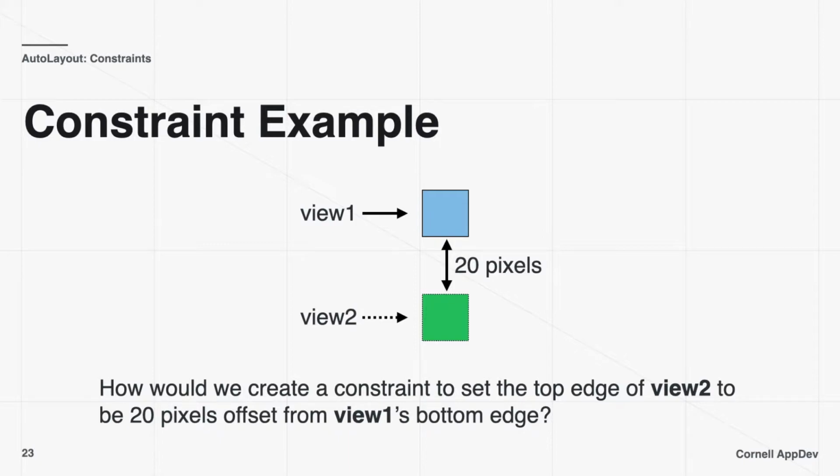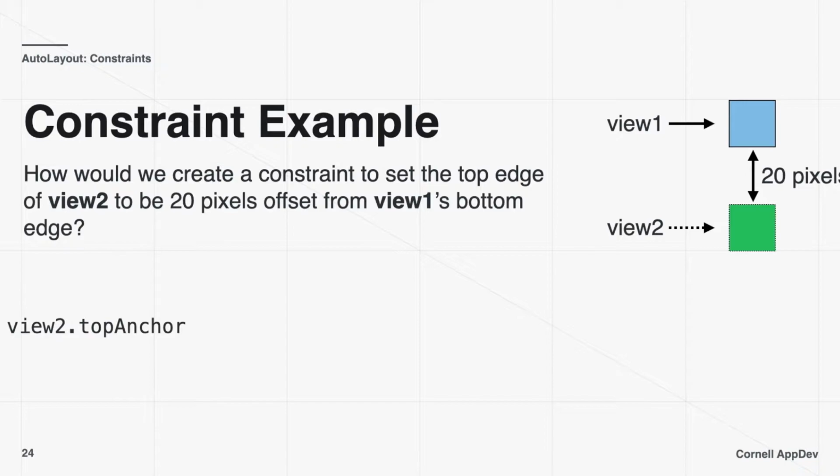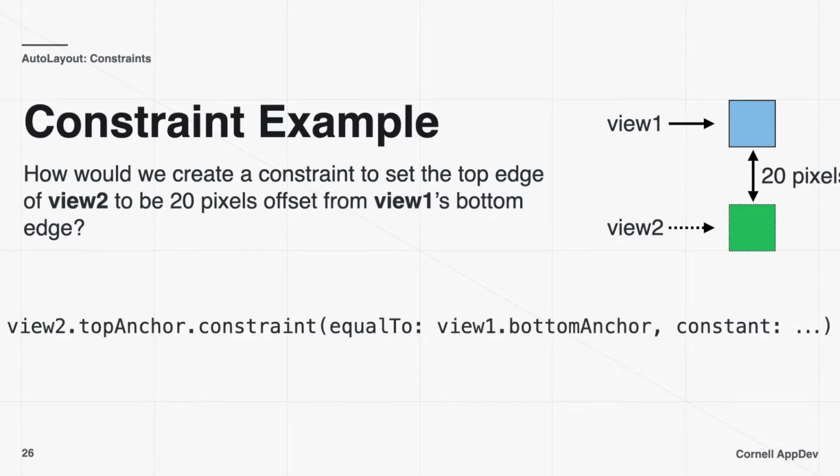So let's say we want to put view 2 20 pixels below the bottom of view 1. How you do that is you say view2.topAnchor.constraint(equalTo: view1.bottomAnchor, constant: 20). That just says you want to put view 2's top 20 pixels below view 1's bottom.